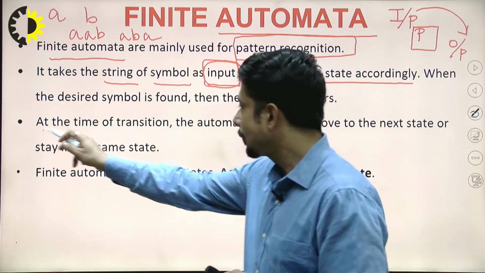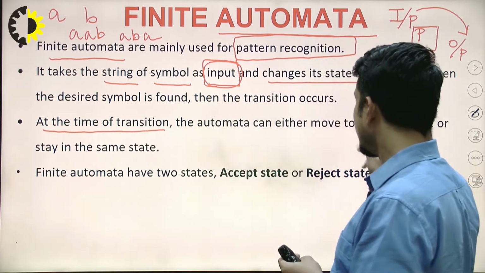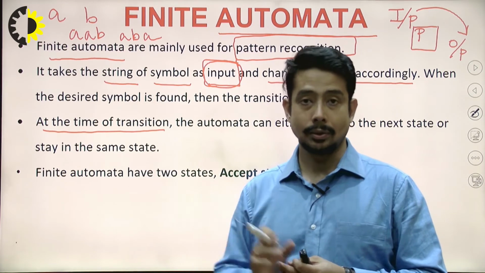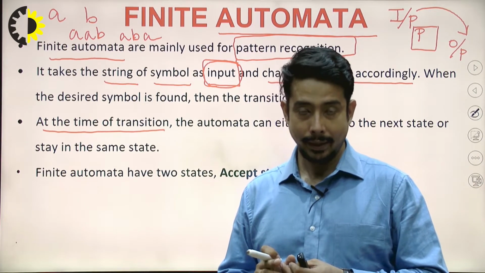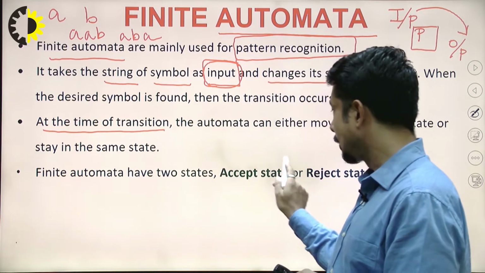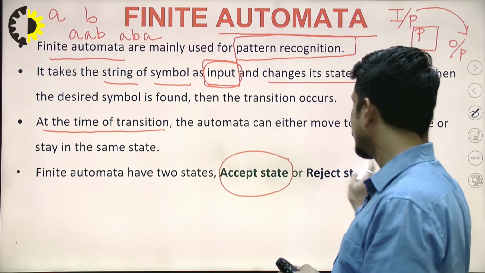Then at the time of transition, the automata can either move to the next state or can stay in the remaining state depending on the constraint of the particular string. Finally, finite automata has two kinds of states. One is your accepting state and the other one is your rejecting state.